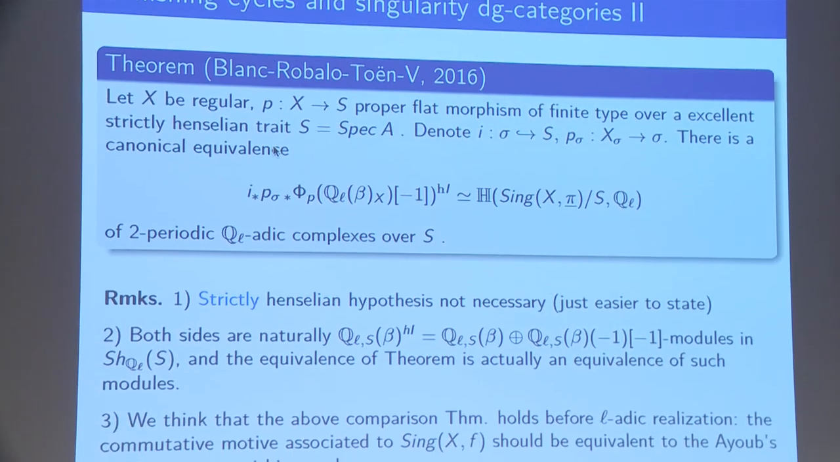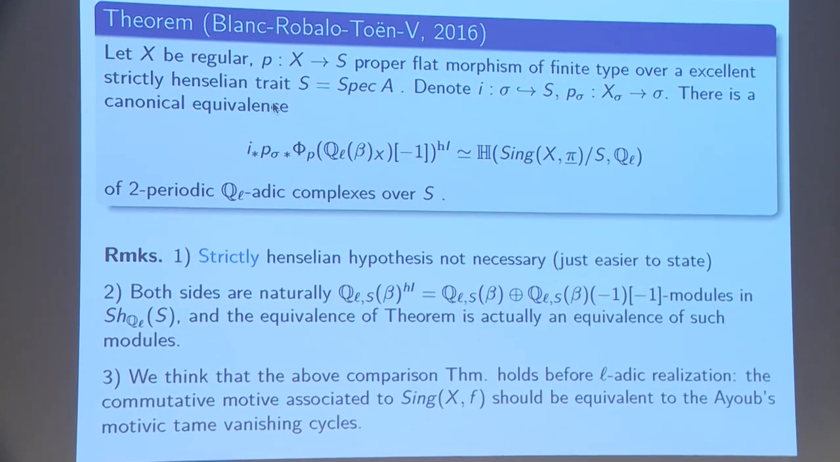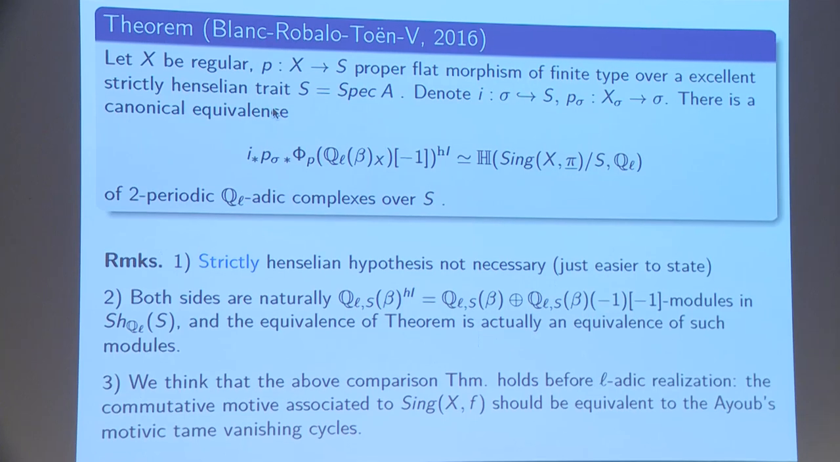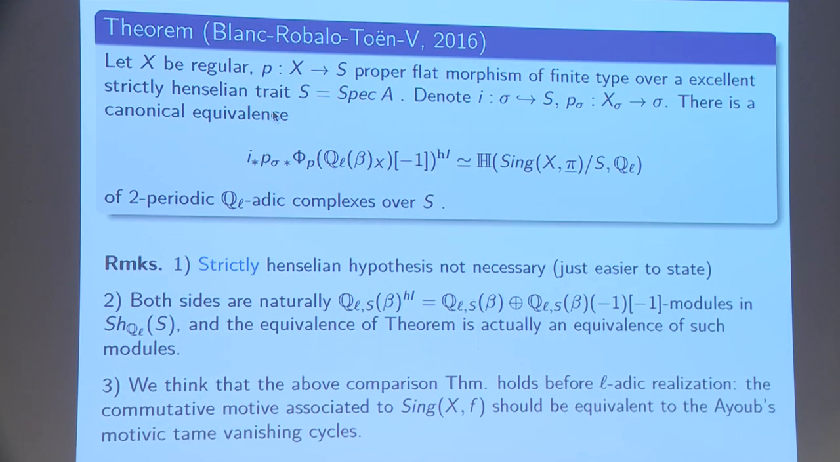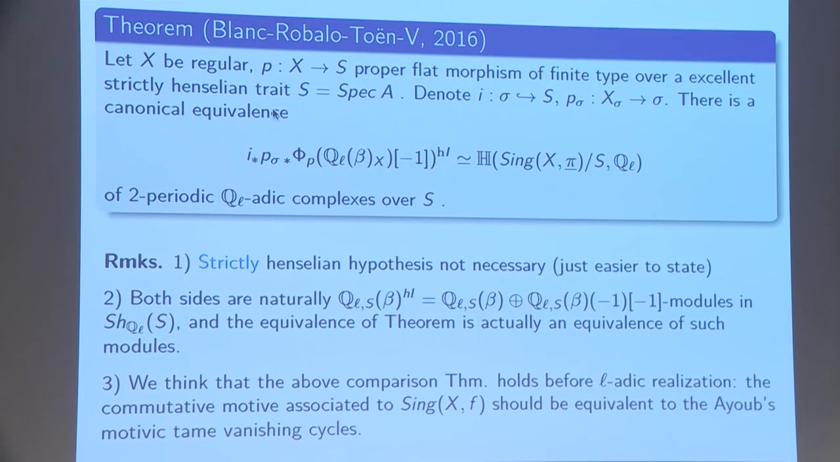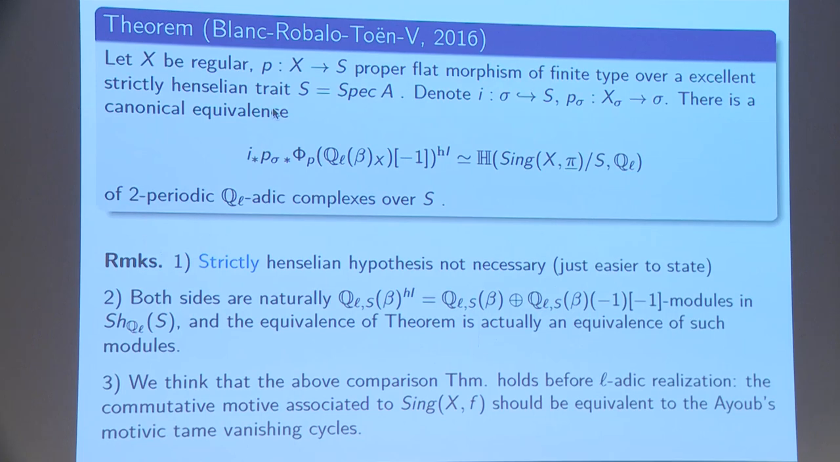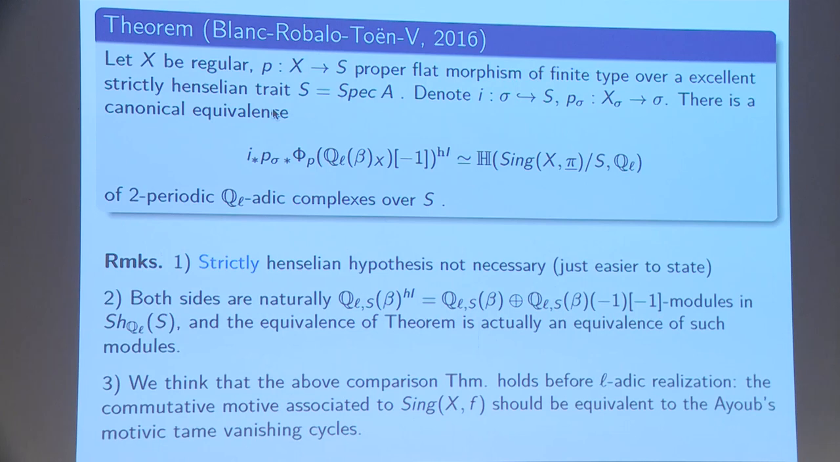Okay. I think this already came up in the discussion after Marco's talk. We think that this is an equivalence of vanishing cycles and singularity categories after taking l-adic realization. But we think it's also true before taking l-adic realization. So the commutative motive associated to Sing X of F, so M dual of Sing X of F in previous notations, should be equivalent to Ayoub's motivic tame vanishing cycles.